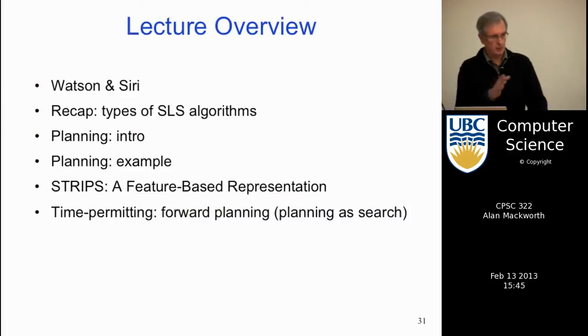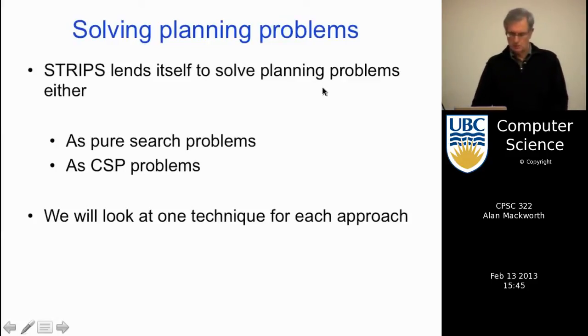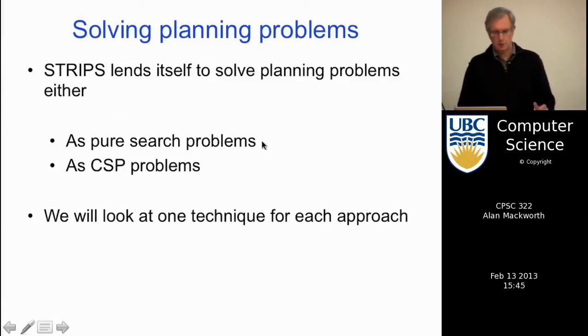So we're back inferring the preconditions on an action from its effect. So let's quickly look at forward planning. You can solve STRIPS problems in two ways, either as a pure search problem, either a forward search or a backward search, or as a CSP problem. We're going to look at one technique for each approach. We're just going to look at forward planning here, and we'll look at a straightforward CSP version here. But as I said, you could do backward reasoning. Backward reasoning in this kind of representation is called means-ends analysis.